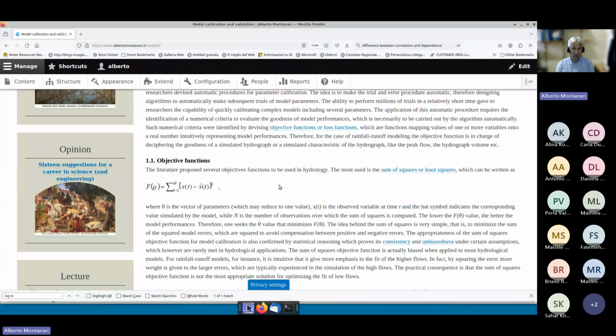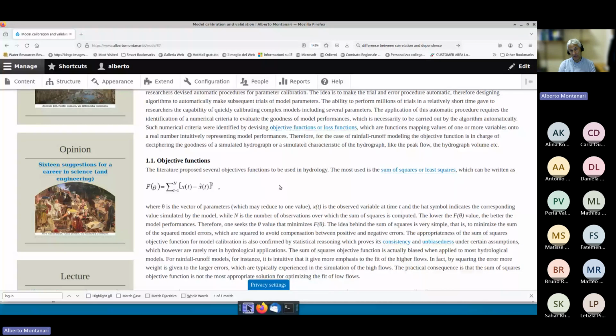And of course, we are talking here of automatic calibration. We discussed earlier trial and error and the visual assessment of model performances. Here we are talking about automatic calibration. And as I said, this objective function is applicable to any kind of system models that you can think of. And we discussed the advantages.